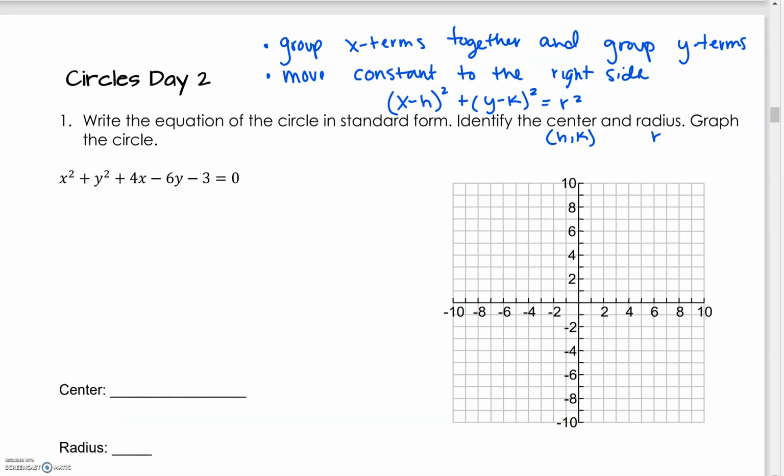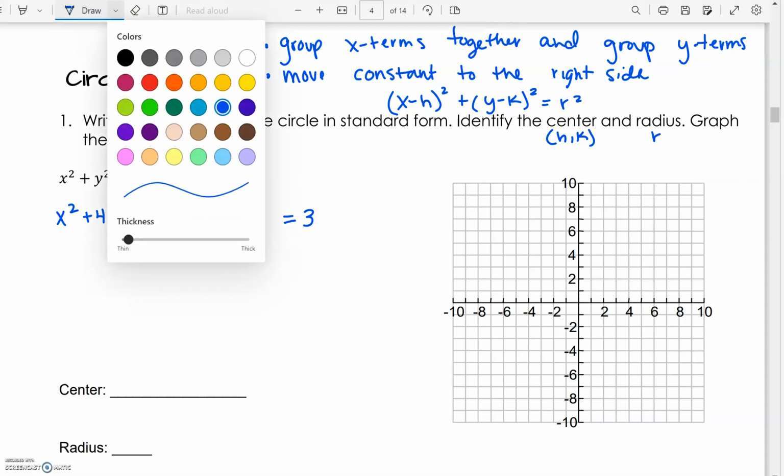All right, so let's do it. x squared and a 4x, putting those together, and then we're going to kind of leave a spot because we're going to complete that square, and then we have a plus y squared, so we're just rearranging this, and then the minus 6y, and then this 3 we're going to get to the other side, so it's going to become a positive 3 on the right side. So now let's figure out what's going to complete each square.